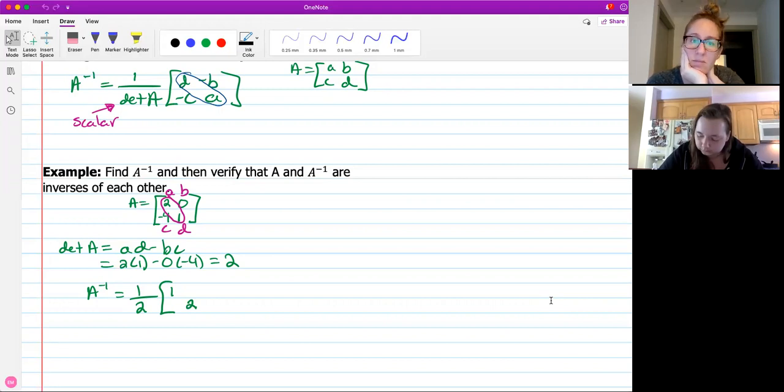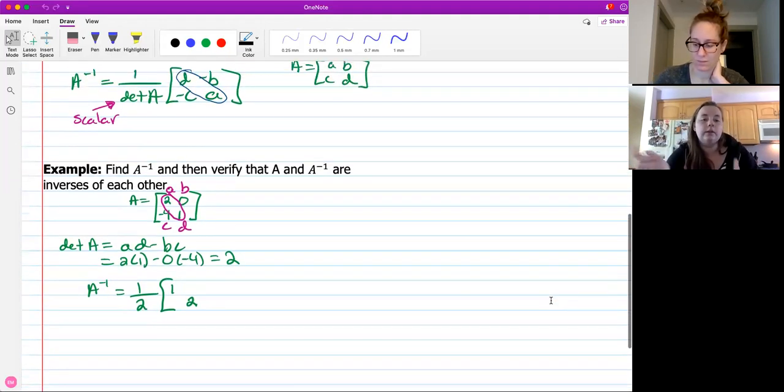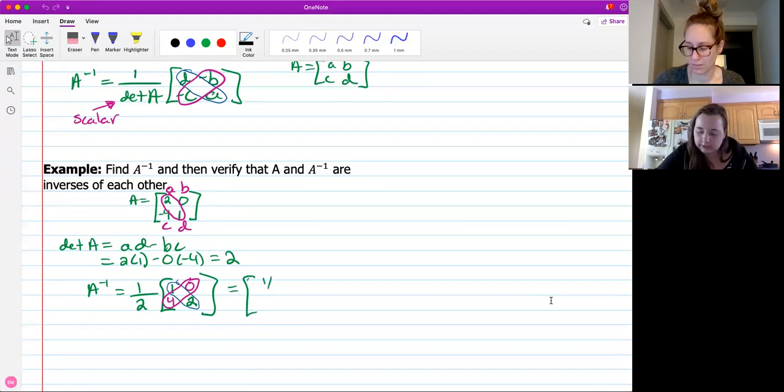We're going to get 4, 0, because 0 doesn't swap. It's just a number. And then on the blue diagonal, we're going to swap the two numbers. So this is the blue diagonal. This is your opposite sign diagonal. And then you're going to multiply out by the scalar. So we should get, as a result, 1/2, 0, 2, 1.